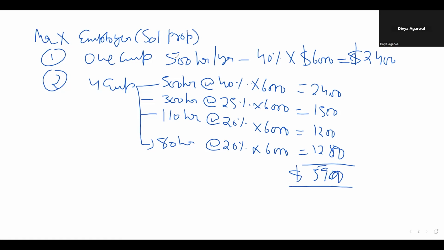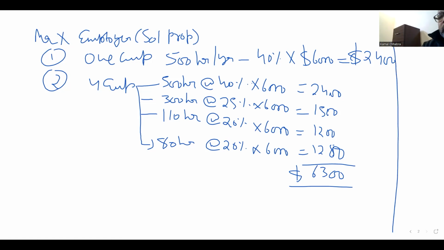Total is 6,380. Sorry, have I done the math wrong? How much is it? So 24, 24, 48, 58 plus 5, 63, $6,300. Have I done the math right? Yes. So $6,300 is the tax credit, right?